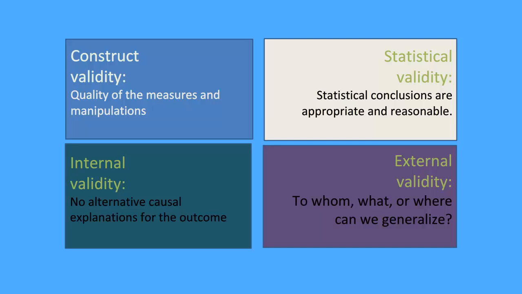External validity. To whom, what, or where can we generalize? So, we took a sample of college undergraduates and now we're saying they are representative of the United States population as a whole. Is this appropriate? Can we do this? What was the sample? What are they trying to generalize to? Is this appropriate? So those are the questions to ask for external validity.